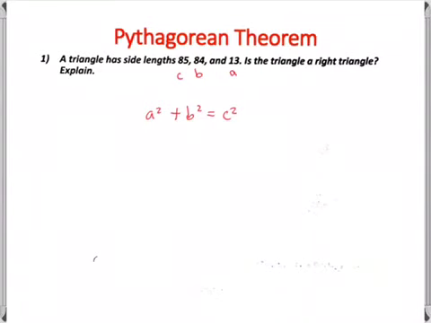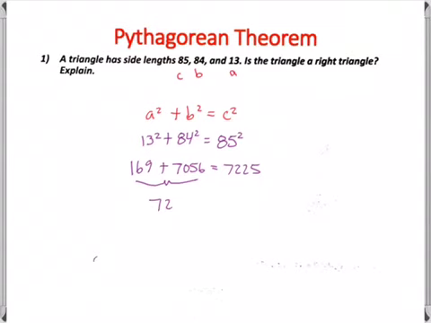So that means we're going to end up with 13 squared plus 84 squared equals 85 squared. 13 squared is 169. 84 squared is 7,056. And then 85 squared is 7,225. We'll add the two on the left together. We get 7,225 is equal to 7,225.